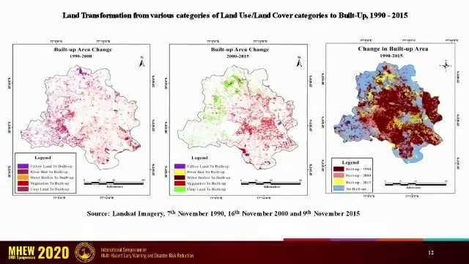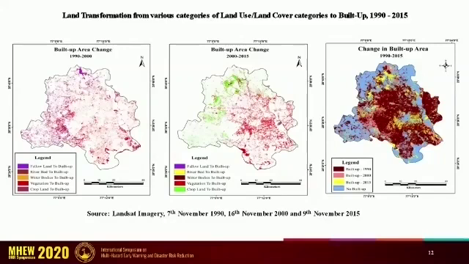Now, these are the maps which are showing the land transformation from different categories of land use land cover to built up during the period 1990, 2000, 2015. If we go through the first map, then purple color is showing the land transformation from fallow land to built up. While if we come to the next map, of 2000 to 2015, we will see there are some green patches and some red patches. These green patches justify the conversion of land from the cropland category to built up, and the red patches justify the conversion of vegetation land into built up.